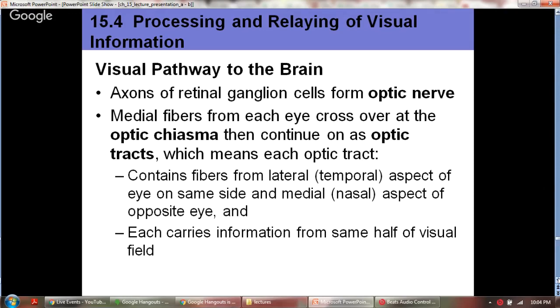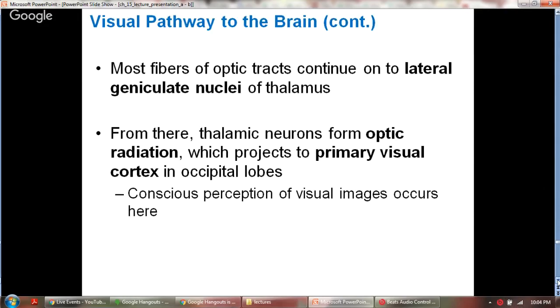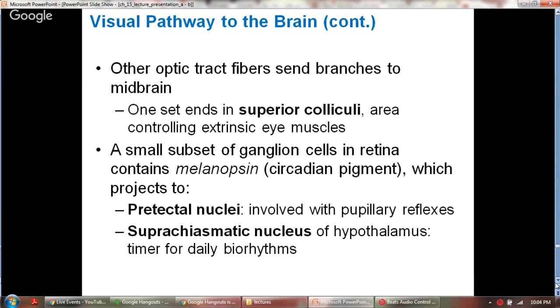The tract contains fibers from the lateral, temporal aspect of the eye on the same side and the medial aspect of the opposite eye. So each carries information from the same half of the visual field. Most fibers of the optic tract continue onto the lateral geniculate nuclei of the thalamus, and from there thalamic neurons form the optic radiation, which projects to the primary visual cortex in the occipital lobes. The conscious perception of the visual image happens at the primary visual cortex in the occipital lobes.